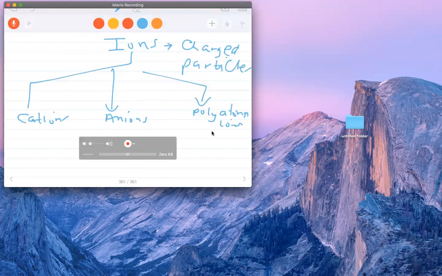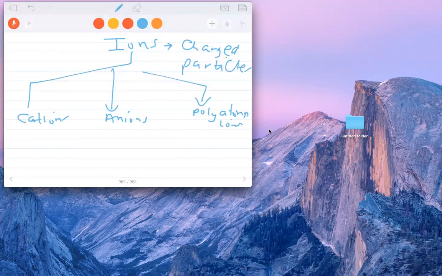How do I differentiate between all these 3 types of ions? Cations are positively charged, that's one thing. Anions are negatively charged. Examples are Na+, Ca2+, Al3+. I can have Fe2+ or Fe3+. All these are cations.